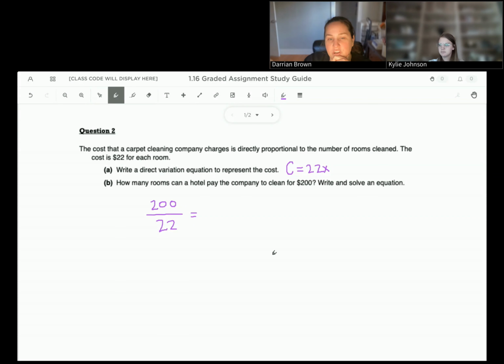Okay, so if you just wanted to solve this ratio, how would you solve this? 200 over 22. What does a fraction tell us to do? Yes, divide. So somebody type that in your calculator and tell me what you get. I'll just go ahead and let you know. It's kind of a wonky decimal.